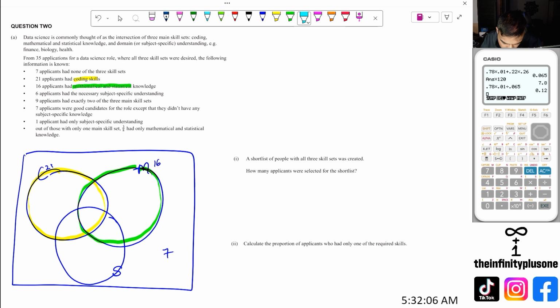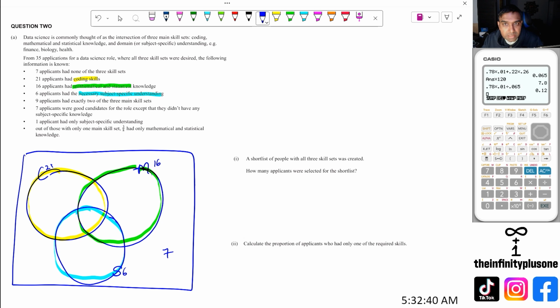Then we've got 6 applicants that had neither specific subject understanding. So that means they are not neither, necessary. That's better. So that is going to be the blue one here. And so that's equal to 6 right there. All right. Now it says 9 applicants had exactly 2 of the main 3 skill sets.